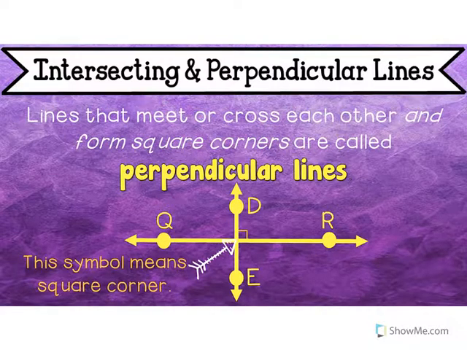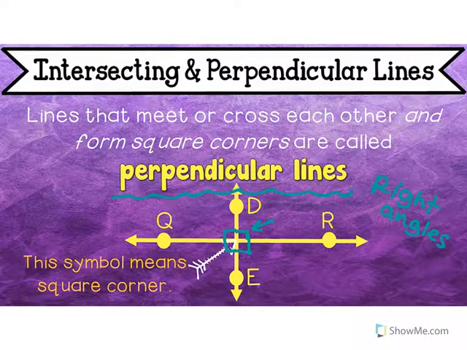Okay? The next we're going to learn about is intersecting and perpendicular lines. We're going to focus on perpendicular first. Perpendicular lines, you can see right here. Perpendicular lines are lines that cross each other and form square corners, or what else could we call this? You're right, right angles. If I have right angles, I'm able to draw a perfect square. Then that means I have created perpendicular lines.